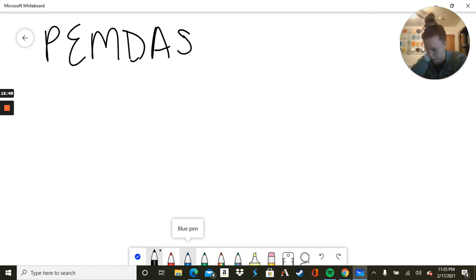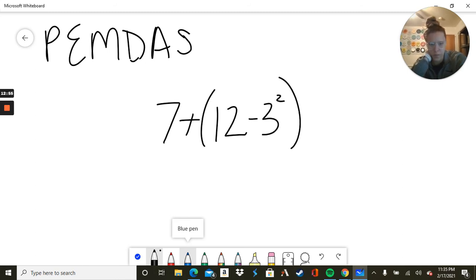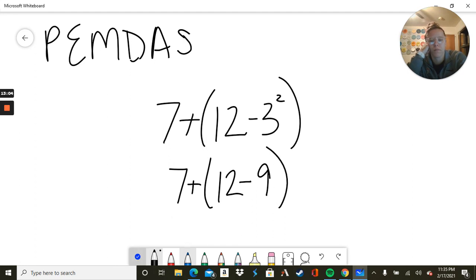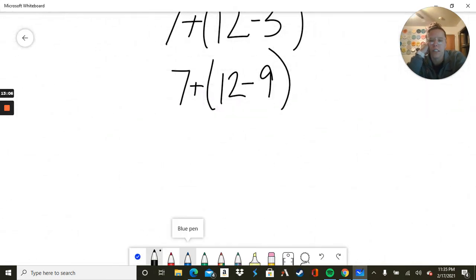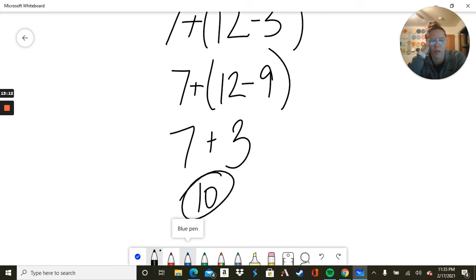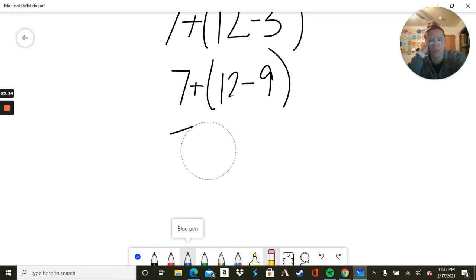All right, so the first one, 7 plus 12 minus 3 squared. So we do our parentheses first, and we do the exponent first. 3 times 3 is 9. Okay, then we subtract: 12 minus 9 is 3, plus 7, 10. Okay, so that's how we get the first problem.